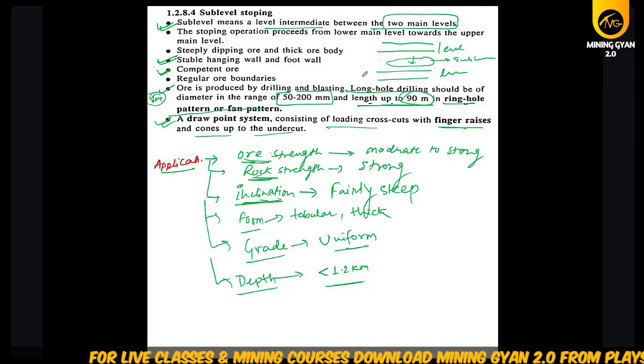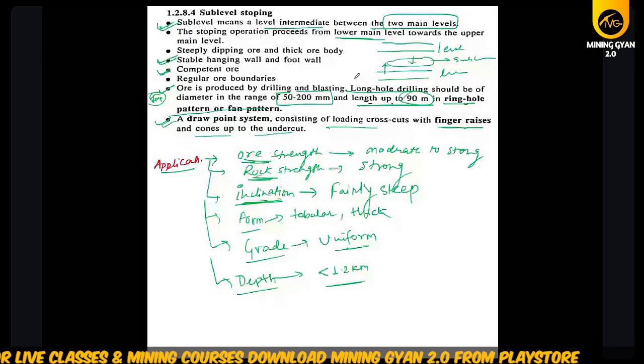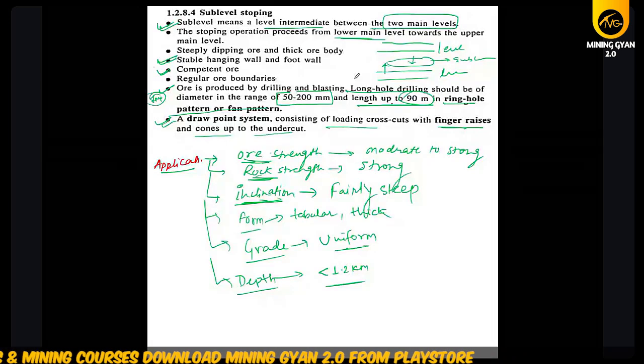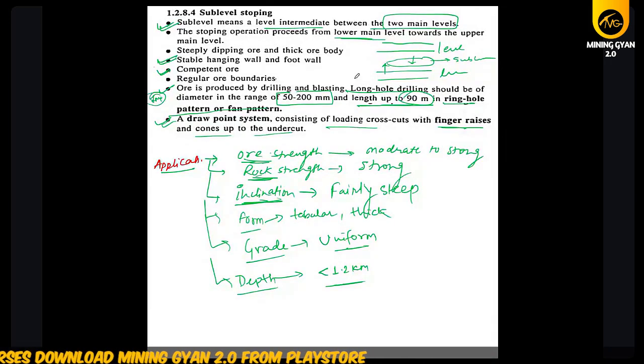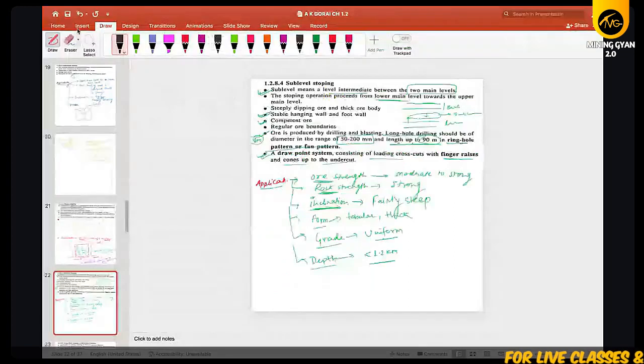In this sub level stoping we proceed from the lower level to the top. We will discuss the method, but the category has a few points. I have also written down the few points, so you should write all the points in your single notebook. Okay, so first I should explain the method.